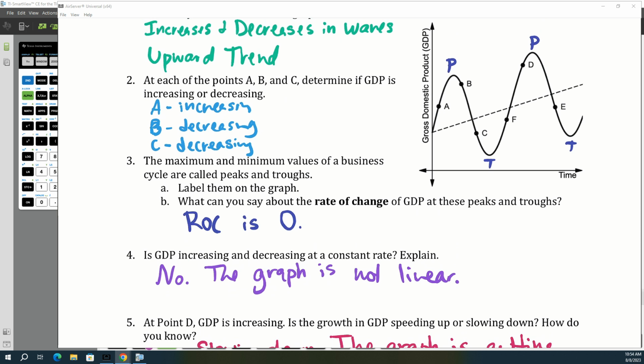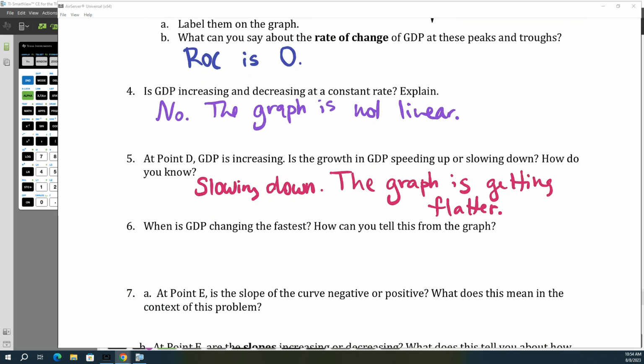It's the dashed line. So all these points at the dashed lines is where the GDP is changing the fastest. And that's because the slopes are the steepest. Now you might have said like between B and C, between F and D. I mean, there's lots of ways you could have said that, but that line is there for a reason.